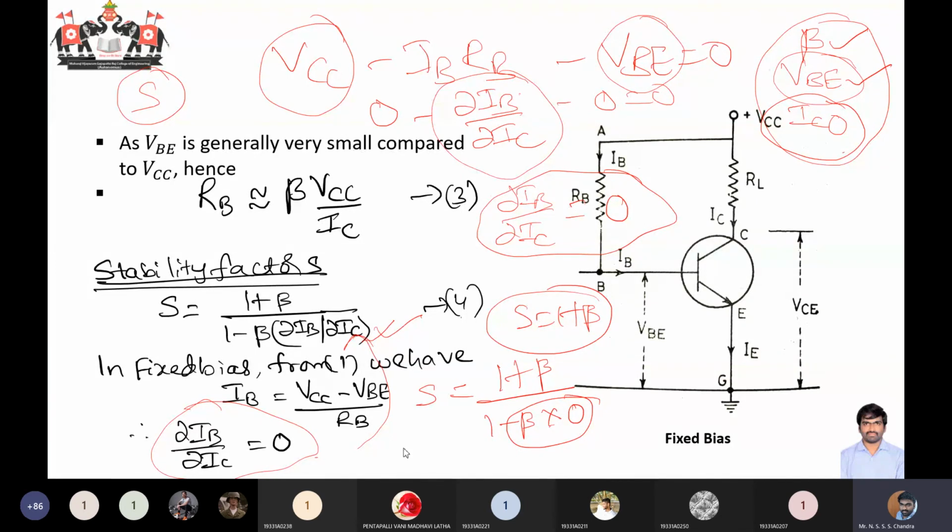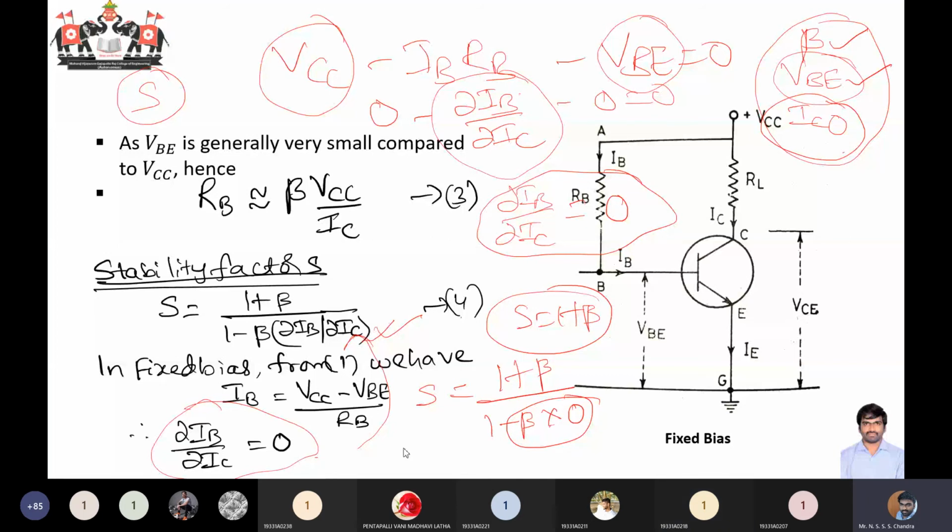Then now tell me what are the practical values of beta that you have seen for a transistor. While telling about the derivations of alpha, beta and gamma, I have already told you the practical values. I told you that alpha will be very near to 1. Beta value is around 20 to 500. That's the value I have quoted.